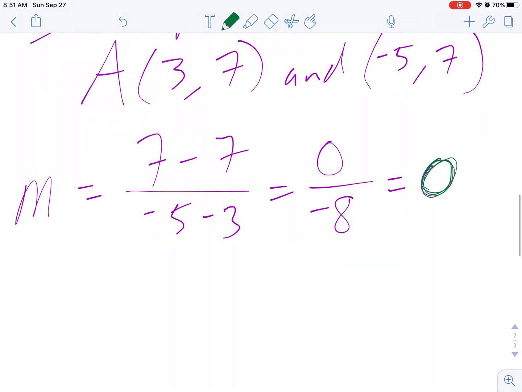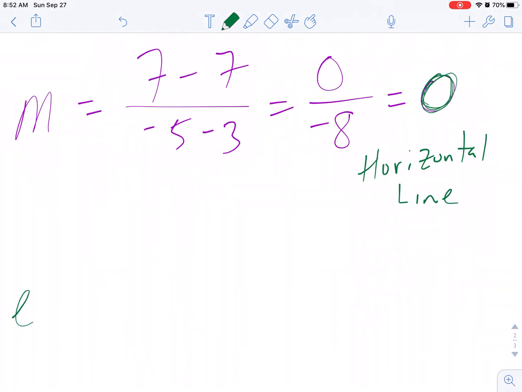That's a special type of line. That's a horizontal line. Okay. So we'll do more with those in the next section. And we could do vertical lines as well. That's where you have a 0 on the denominator. The slope will be undefined.